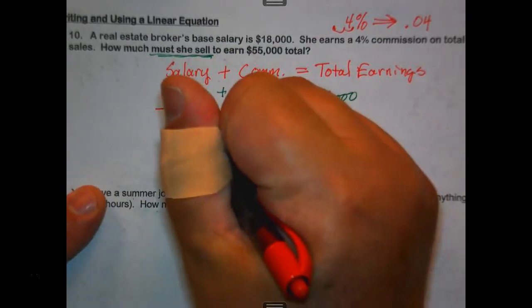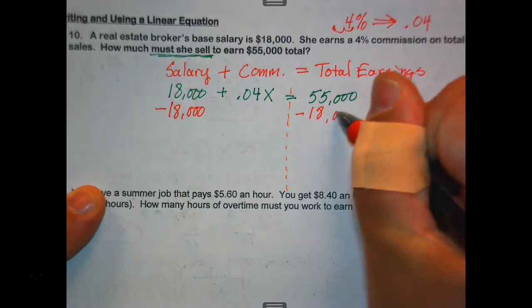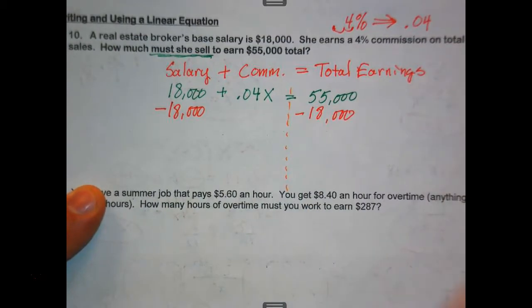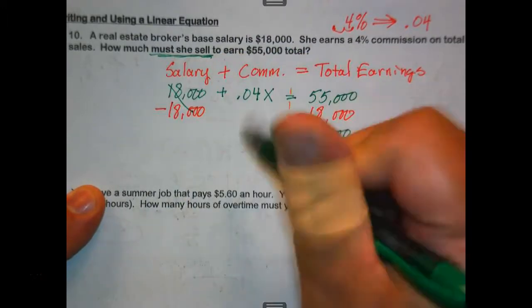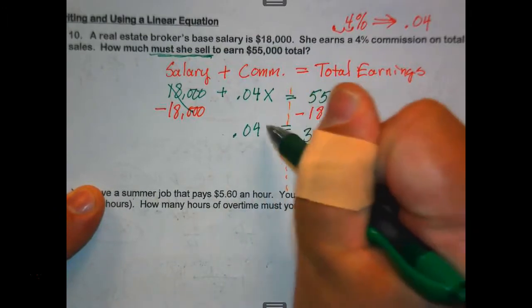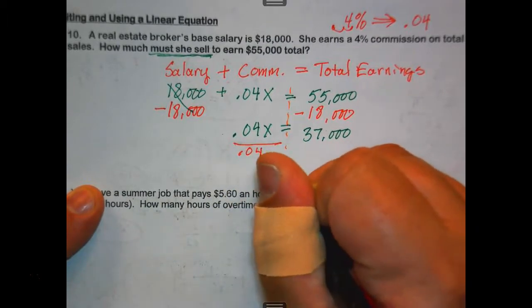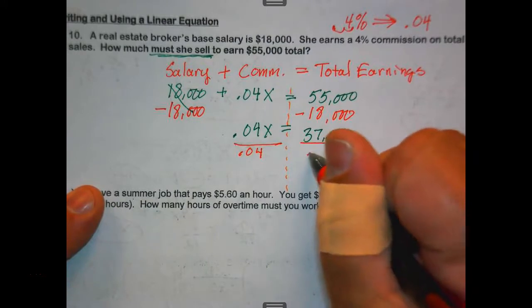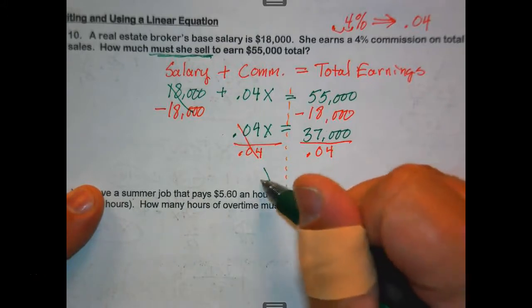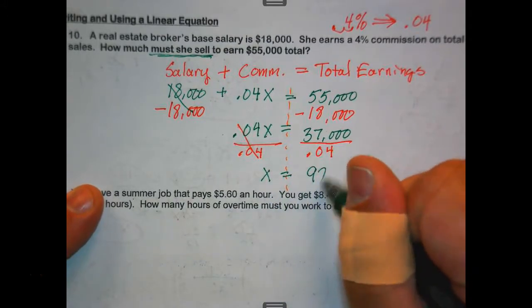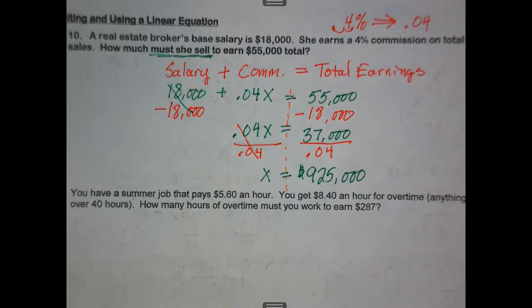So subtract 18,000. 37. Thank you. These go to 0. I get my 0.04x. Divide both sides by 0.04. Sorry, my 4s look like 9s. 0.04. And we're going to get a really big number. Seems about right. So she has to sell about $1 million worth of houses.